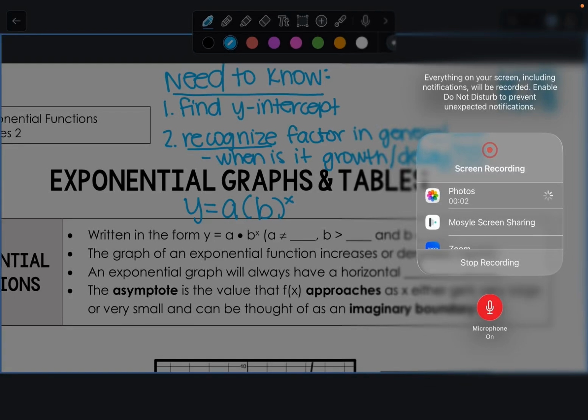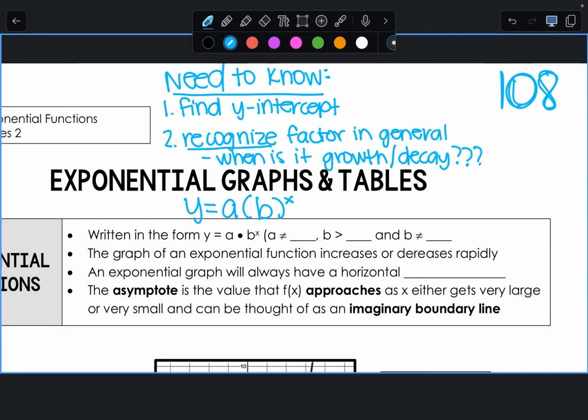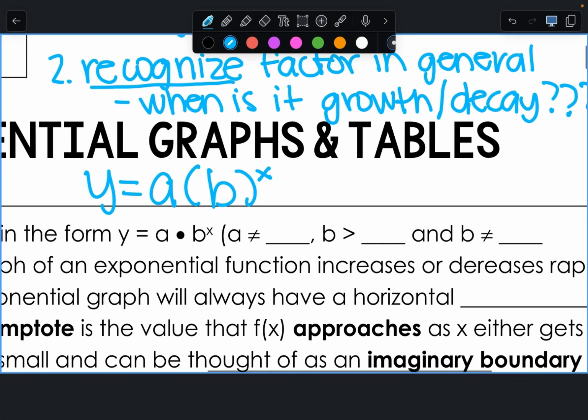Okay, so today we're just going to be looking at the exponential graphs and tables. There are certain things that you need to be able to recognize on those. Yesterday we talked about the parts of the equation. Now we said that the equation for an exponential function is y is equal to a times b to the power of x. You know where to get them. So written in this form, just know a cannot be 0.